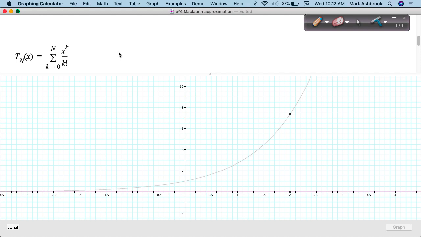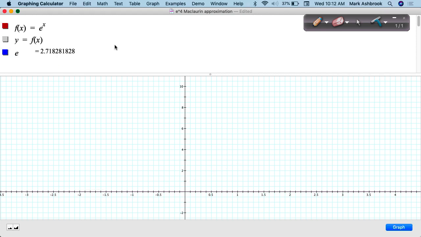So let's return to our question of e squared. We asked the question, how does like your handheld calculator or say my program here, how does it come up with this number when I put e squared? How does it do it? All right, he said a second degree Maclaurin polynomial.